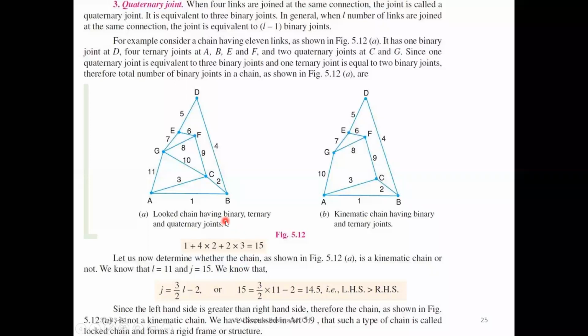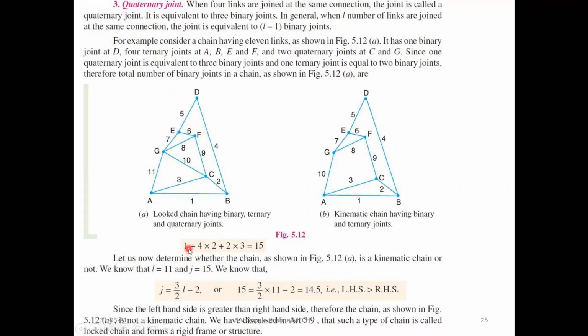Links are already known from the given diagram. Now going to find the joints. How many joints are there? Just observe. First we have to find the binary joints. How many binary are there? D is the binary, 1. Only one binary is there in our mechanism.